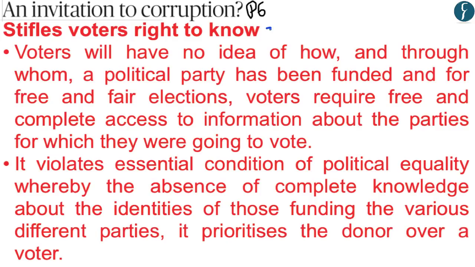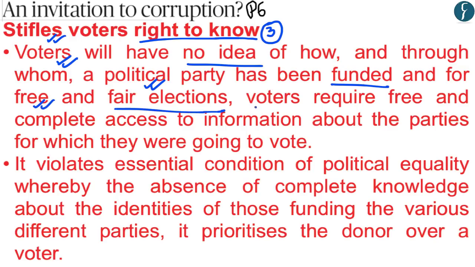Now, the third and the last main critique which has been given by the author is that electoral bonds stifle voters' right to know, wherein voters like you and me will have no idea as to how a political party has received its funding. And therefore, to continue to have free and fair elections in India, voters are required to know and have complete access to information on political funding so that voters can make an informed decision as to which political party they are going to vote for.